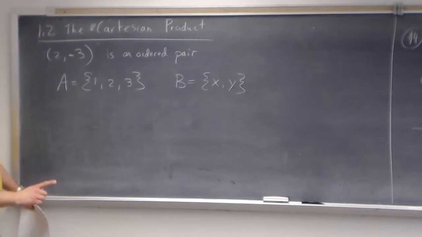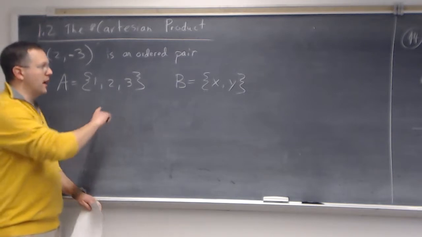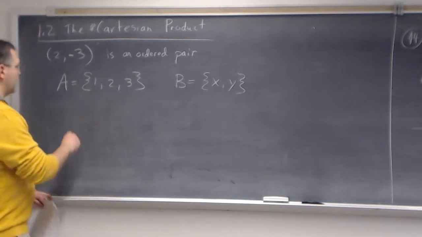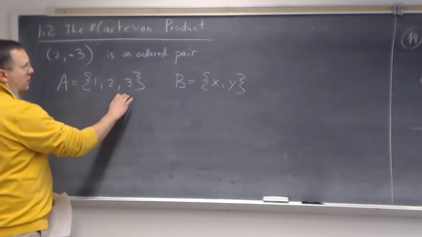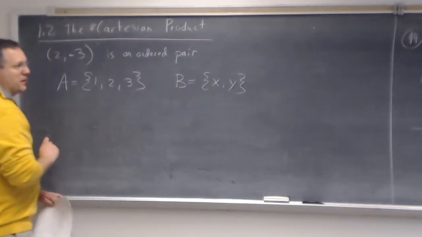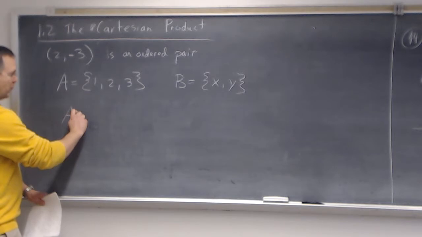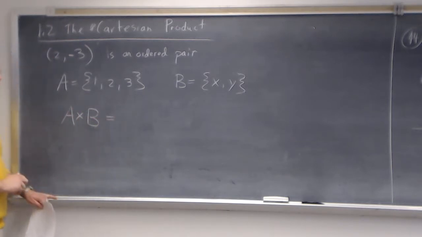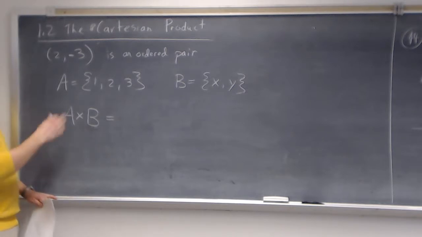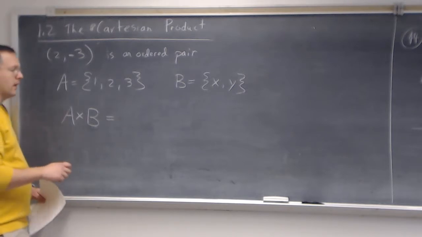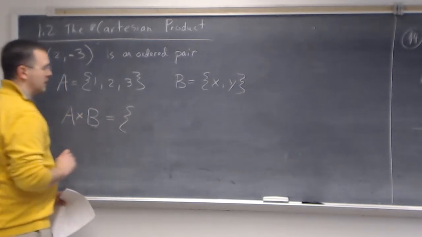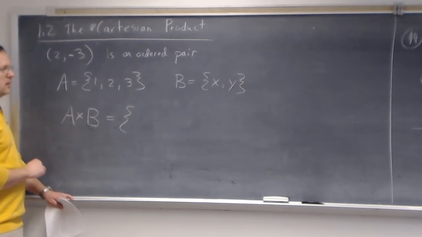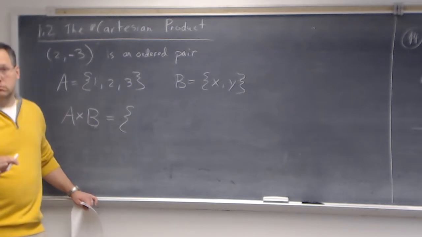And I'm going to form ordered pairs from the elements of A and B. The way I'm going to do it is I'm going to take the first coordinates from A and the second coordinates from B. What you end up with is what we call the Cartesian product. You talk about A cross B, or you can say the Cartesian product of A and B. So I'm going to list out what this set is. It's going to be a set of ordered pairs.